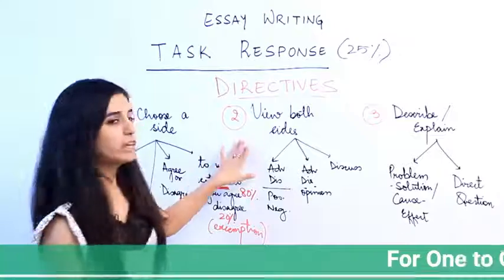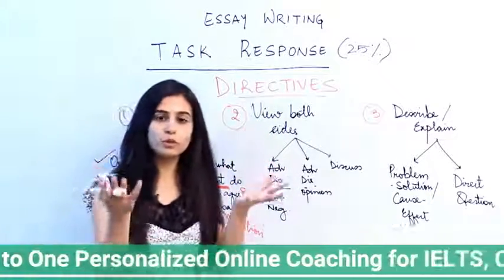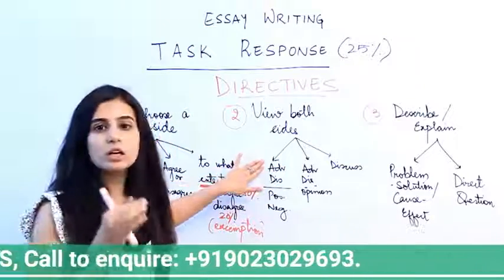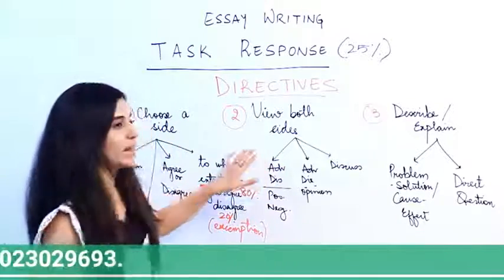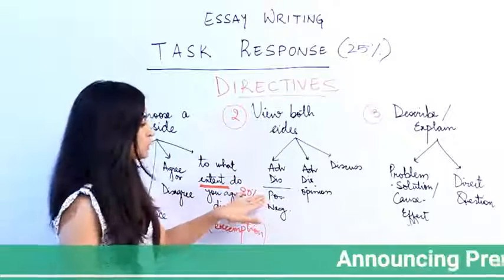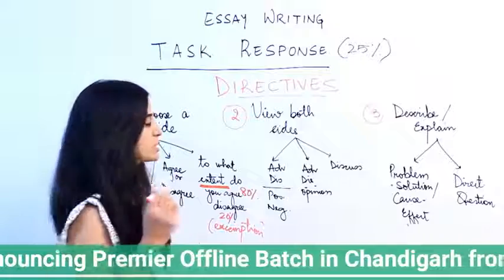The second category is view both sides. You have to view both sides of the essay topic. In this particular kind of question, you would be asked to tell the advantages and the disadvantages of the question, or the positives and the negatives of the essay statement or the essay topic that is given to you.